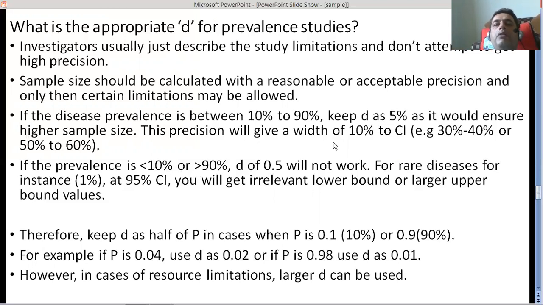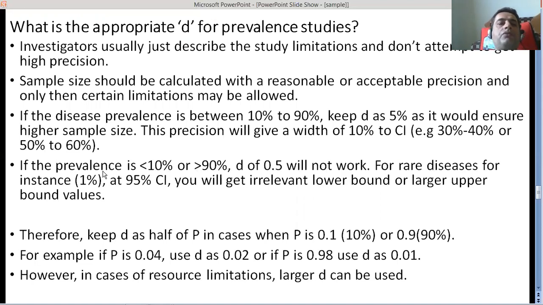This precision will give a width of 10% to the confidence interval. It means from 30% to 40%, or from 50% to 60%. So it would give a value of 10% here. So if the prevalence of a condition that you are going to study is less than 10% or more than 90%, a D of 0.5 will not work. This particular D, 5% or 0.05, will not work.